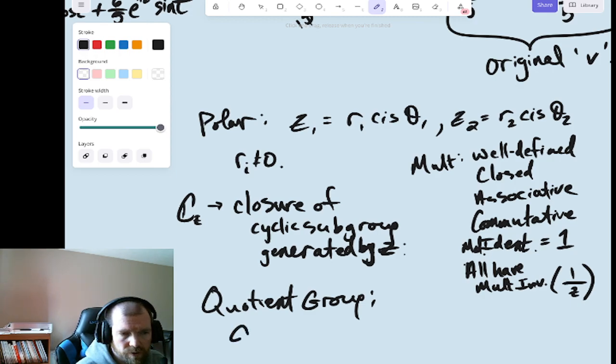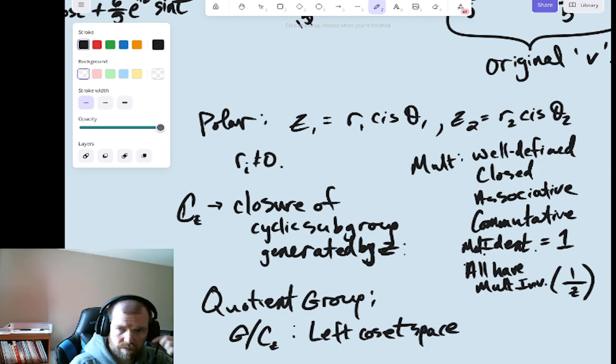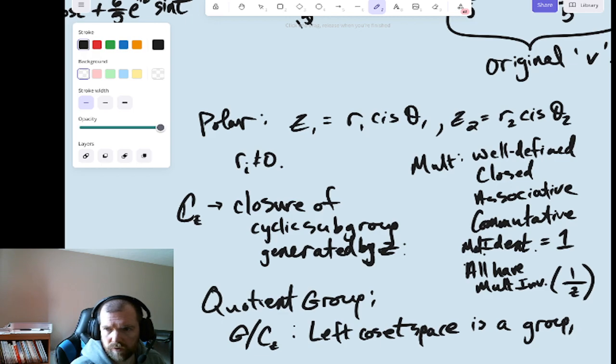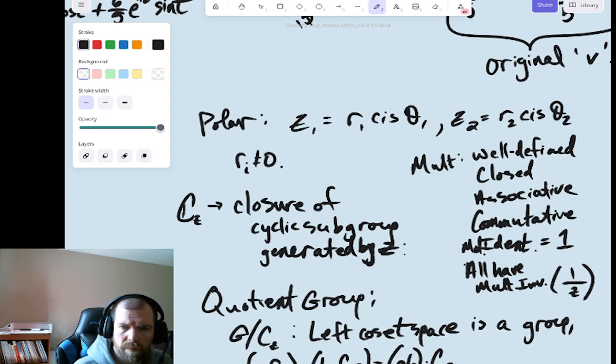Quotient group G/C_Z. Okay. Left coset space is a group where the group operation is defined as a coset product: A times C_Z times B times C_Z equals AB times C_Z. Okay.